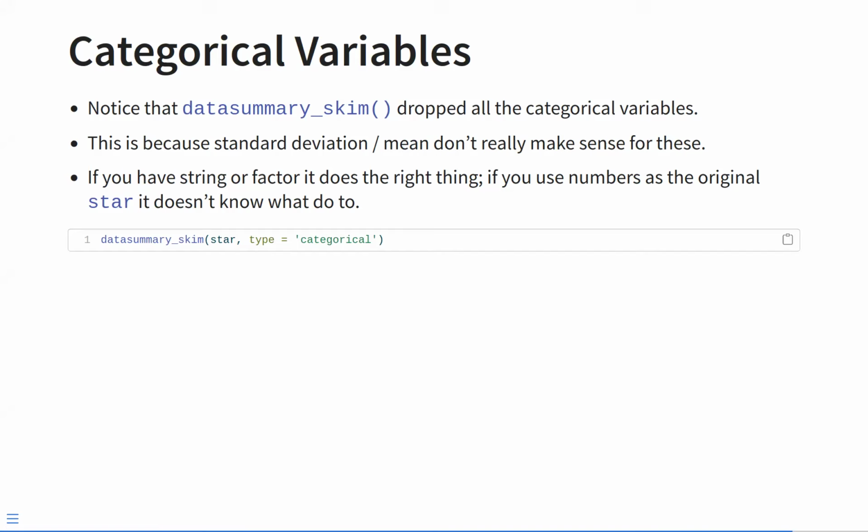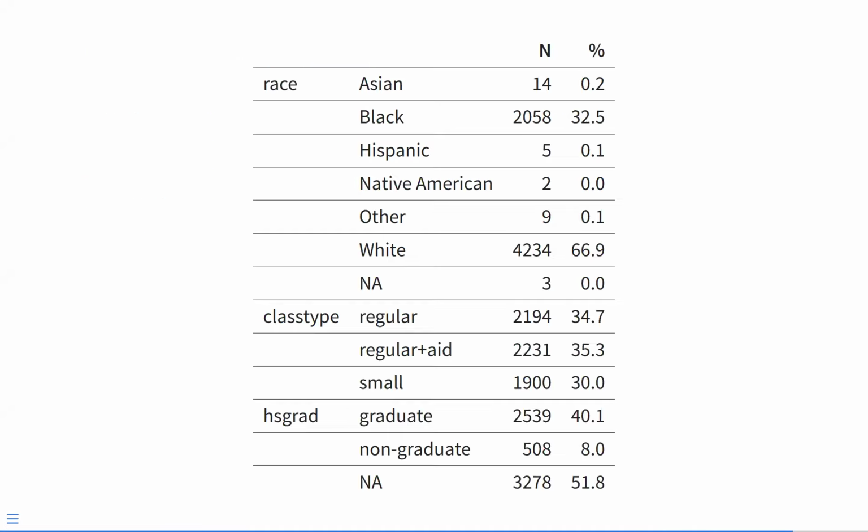So to obtain a table with the categorical variables, we're going to use the command data summary underscore skim star comma type equals categorical. So the first argument, again, is the tibble that we want to summarize. And now we're supplying an argument that tells data summary skim we'd like a table of all the categorical variables. And here it is. So you can see that for each variable, it has broken it down by category. It has told us the number of individuals in each category, along with the number of missing values. And it's also helpfully given us the percentage of observations in that category.